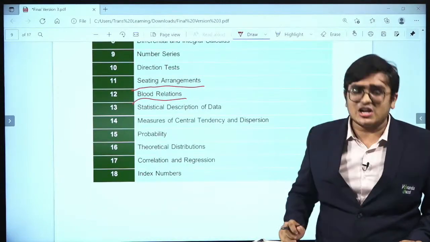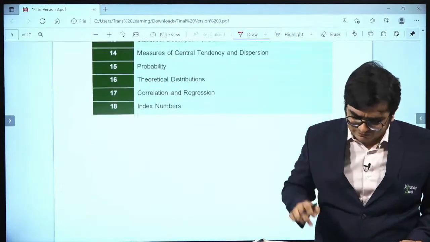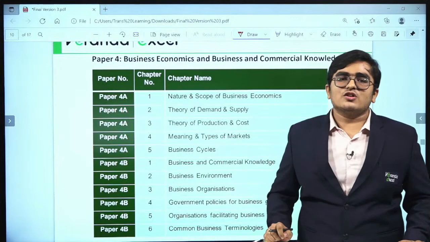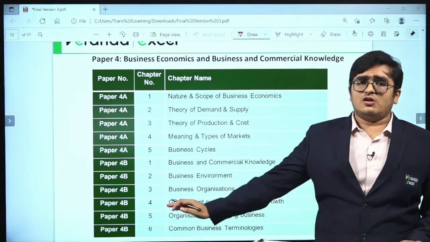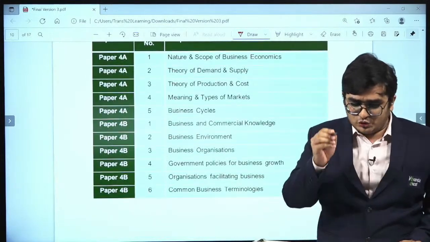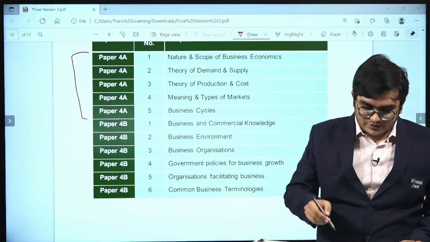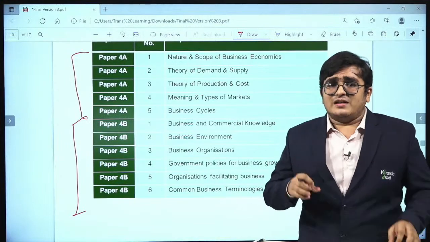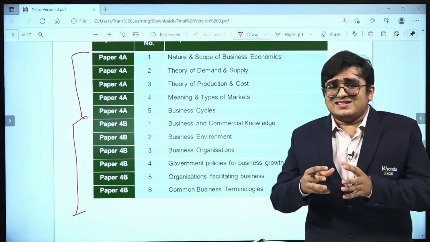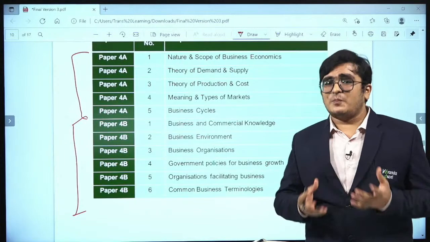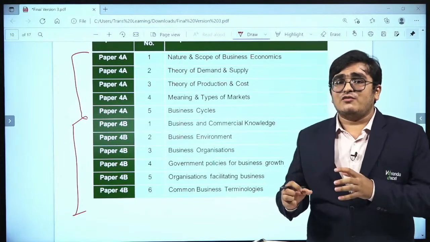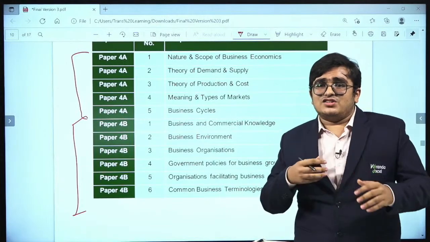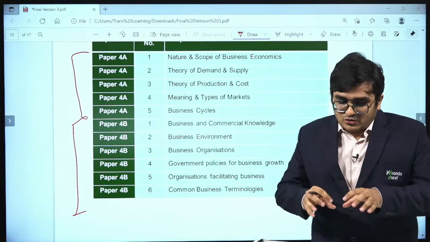You will have around 18 chapters in mathematics. Then in paper 4, business economics and business and commercial knowledge. This is divided into two parts again, paper 4A and paper 4B. Again, this gives a micro and a macro view about the business, the environment in which a business operates, how the environment of a country or globally will affect the business. All those interconnections you will understand over here.